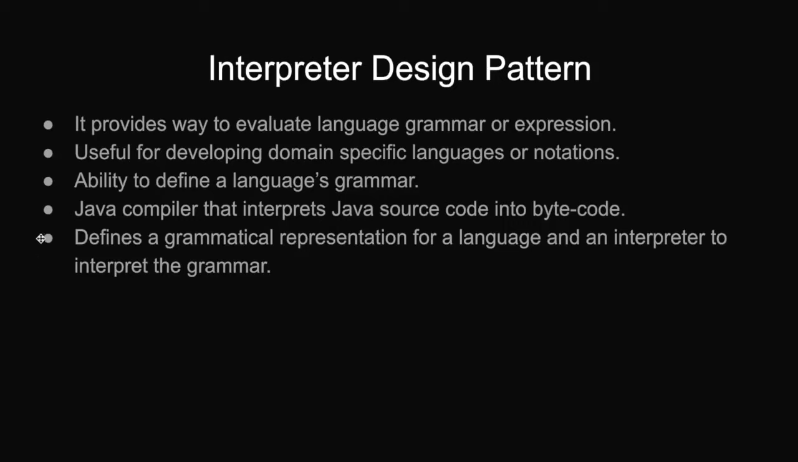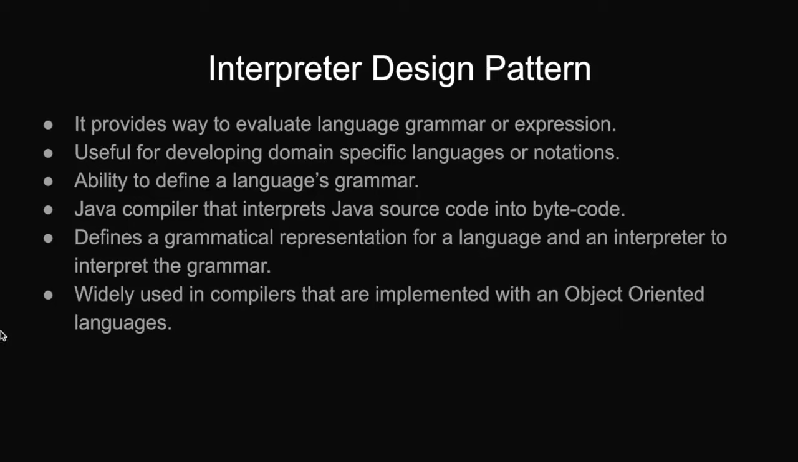For example, if you are designing a big, complex grammar that involves a number of rules, then we can use the interpreter design pattern to design those things. This interpreter design pattern is widely used in compilers. If you want to build your own custom compiler, you could use the interpreter design pattern to design it in such a way that it can be easily extended. So that's the power of the interpreter design pattern.